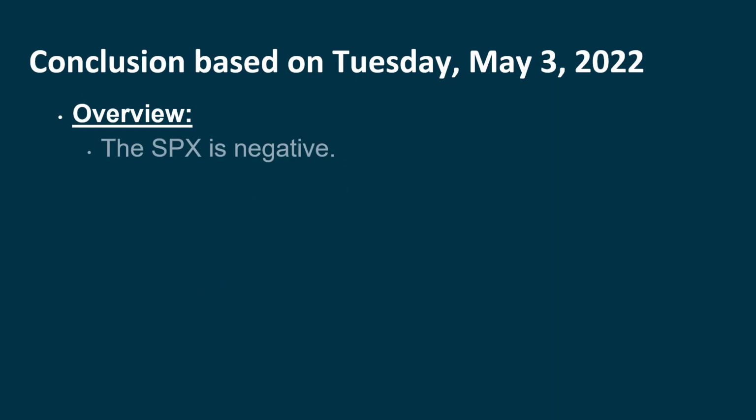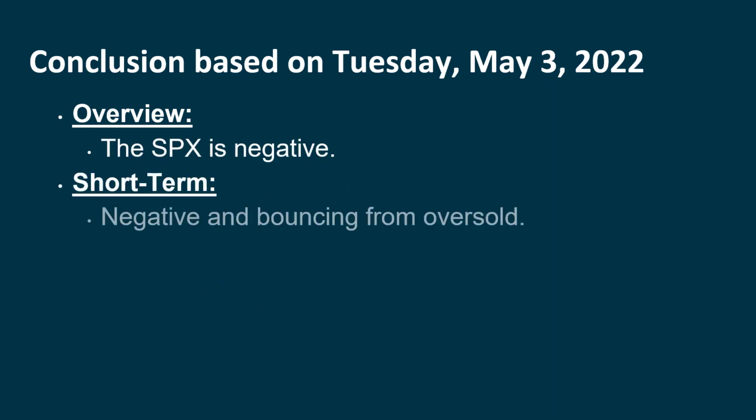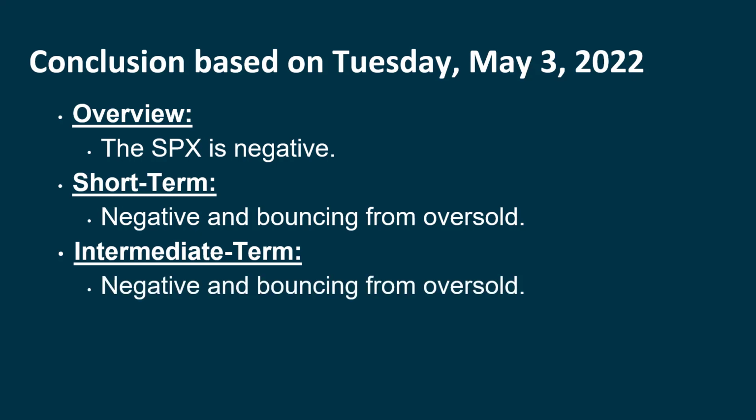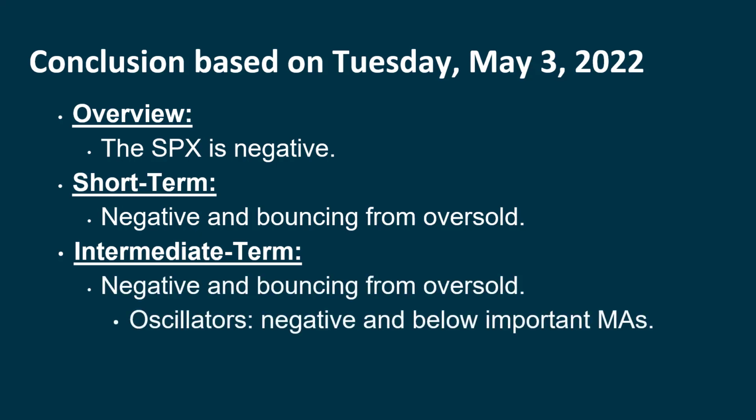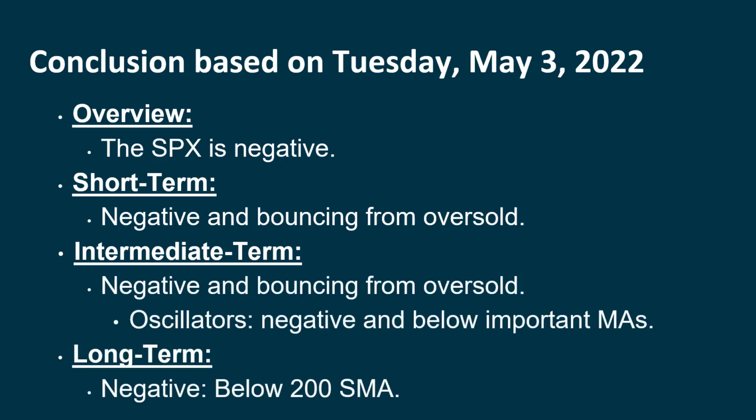So our conclusion is the S&P is negative, short-term negative and bouncing from oversold. Same thing with the intermediate, bouncing from oversold. And long-term, we're negative because we're below the 200-day simple moving average.